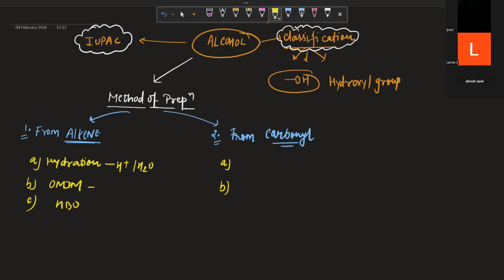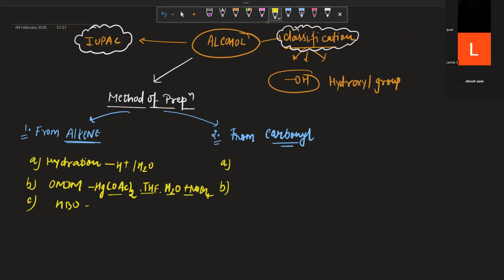In case of oxymercuration, demercuration, you have Hg(OAc)2 and THF, and then NaBH4. I think we talked about it in the beginning of class. I don't remember every single thing, so I still need to memorize it properly. That's why I'm revising all the things again and again.